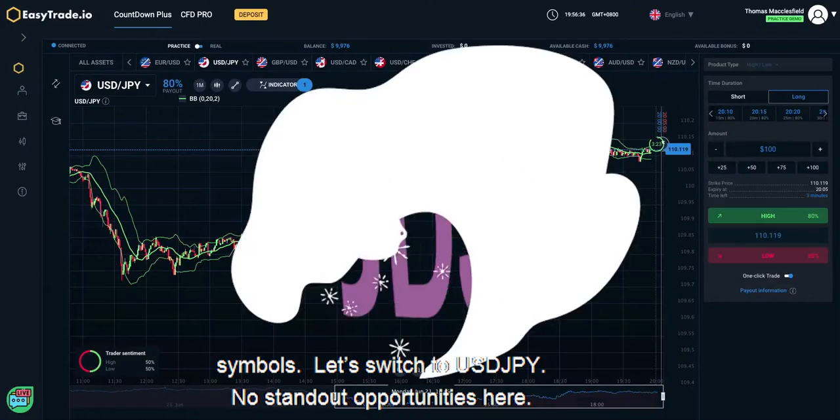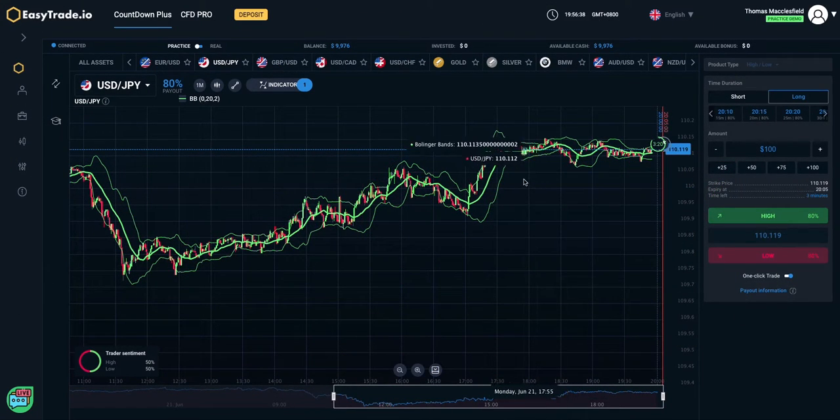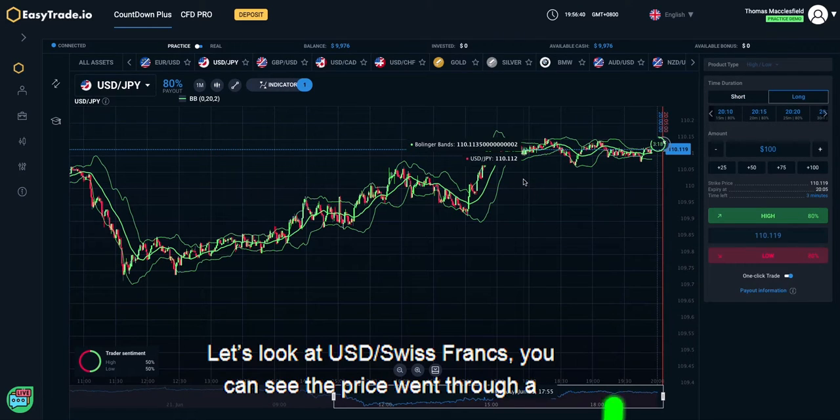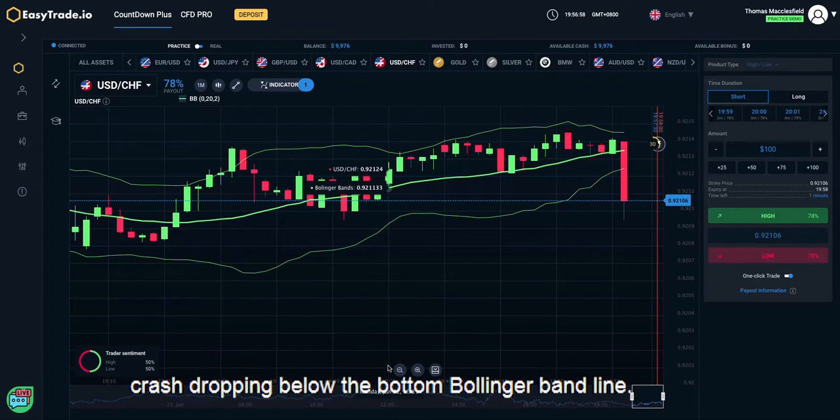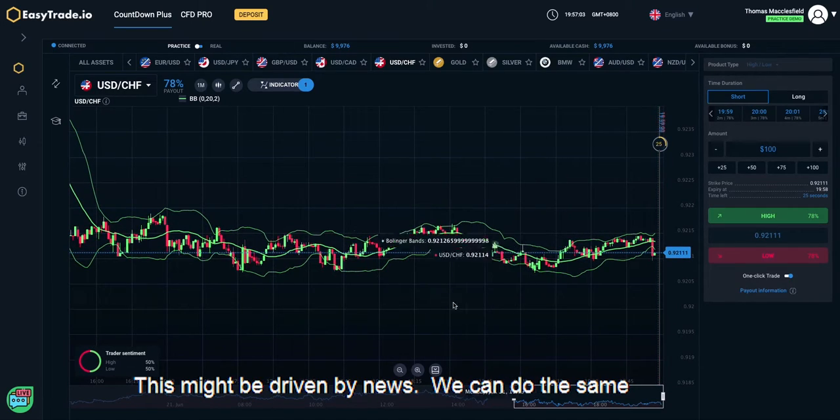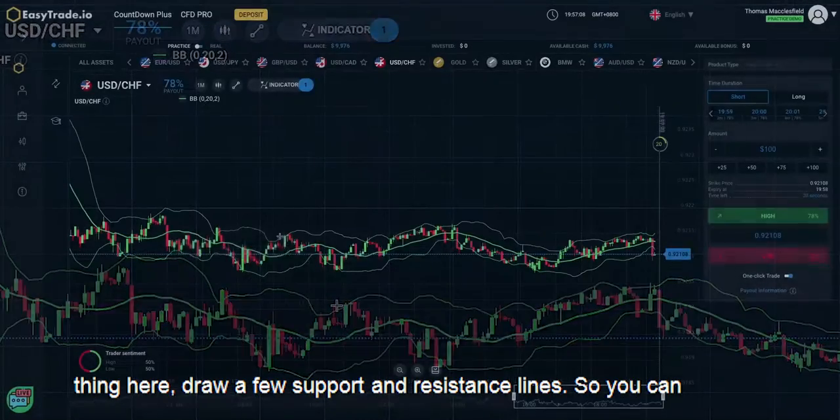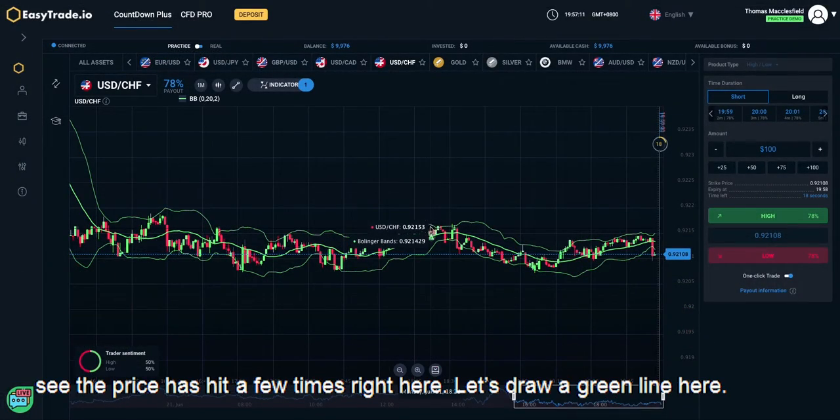Let's switch to USD/JPY. No standout opportunities here. Let's look at USD Swiss francs. You can see the price went down, dropping below the bottom Bollinger Band line. This might be driven by news. We can do the same thing here. Draw a few support and resistance lines, so you can see the price has hit a few times right here.